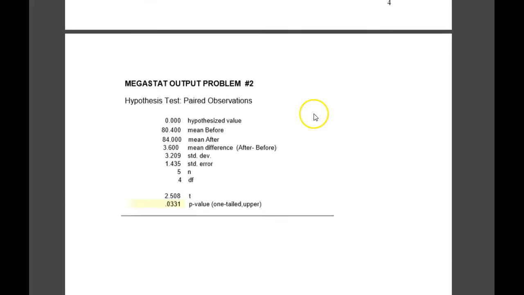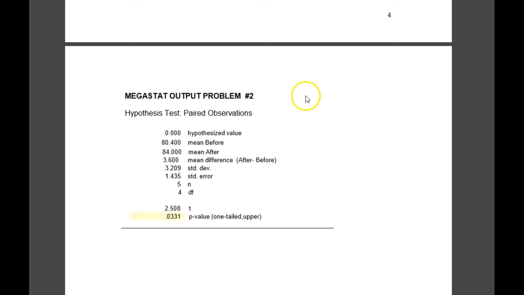Let's look at it here. There we are. With the mean of 3.6, we have a standard deviation of 3.209, n, degrees of freedom, t-value, all that kind of stuff. Okay, so we're going to use this. This is the printout. This is the one that you guys will be using. You're not going to have the Word version.